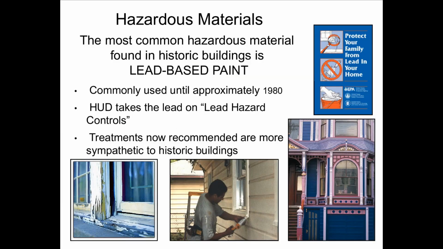So the most common hazardous material found in historic buildings is lead-based paint. It was commonly used up until approximately 1980, and the U.S. Department of Housing and Urban Development takes the lead on lead hazard controls. Treatments now recommended are more sympathetic to historic buildings.